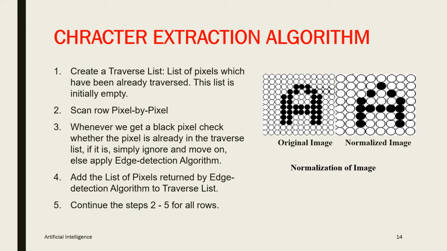First step, create a traverse list of pixels which have been already traversed. This list is initially empty. And next, scan row pixel by pixel. And next, whenever we get a black pixel, check whether the pixel is already in the traverse list. If it is, simply ignore and move on. Else, apply edge detection algorithm. And next, add the list of pixels returned by edge detection algorithm to traverse list. And next, continue the steps from 2 to 5 for all rows.